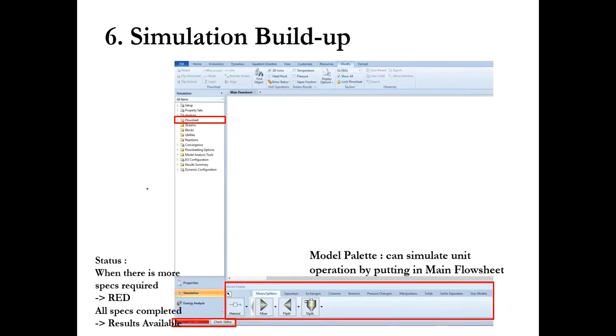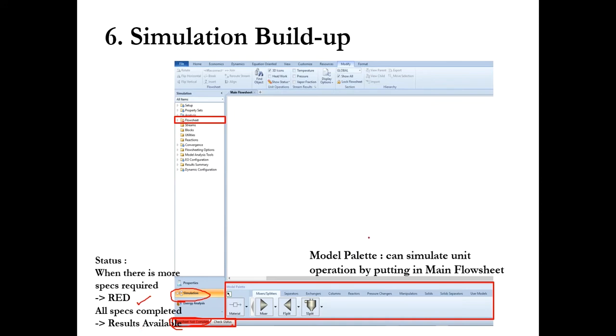So if you see, after clicking on this simulation, this window has appeared, and this bar you see is red labeled. When more specification is required, it is red. When all specification is completed, it shows results available.